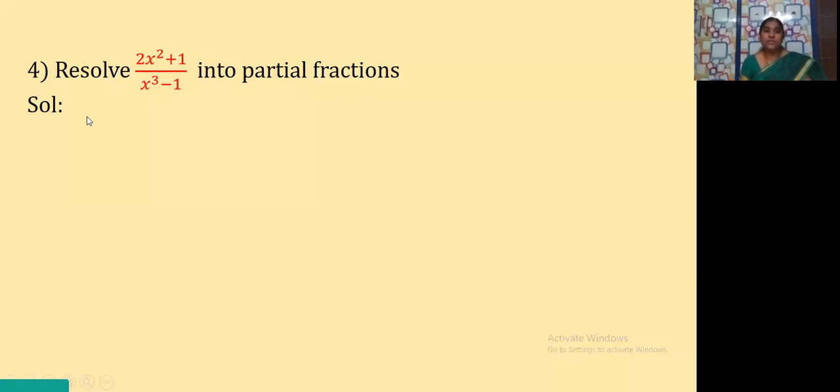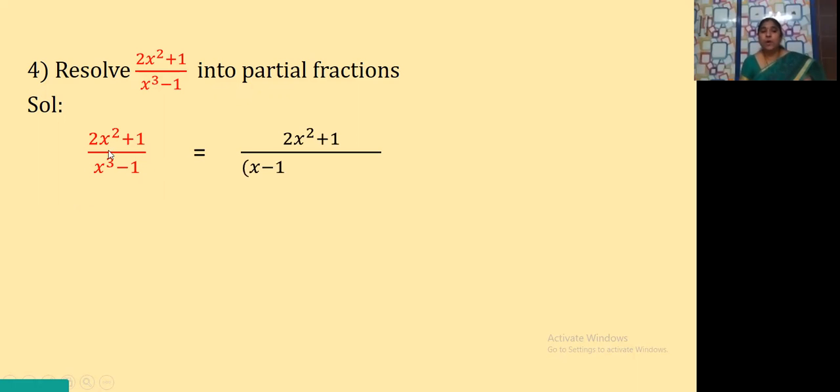So now let us see. What is here? 2x square plus 1 by x cube minus 1 is equal to 2x square plus 1 by, first I am trying to reduce this form.